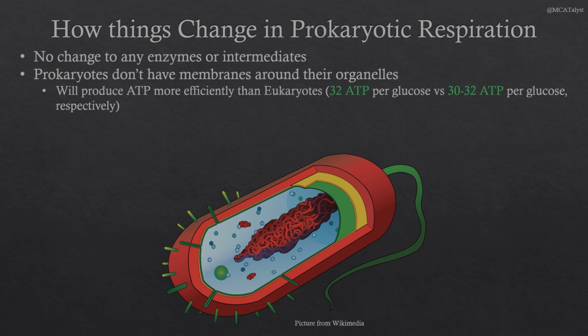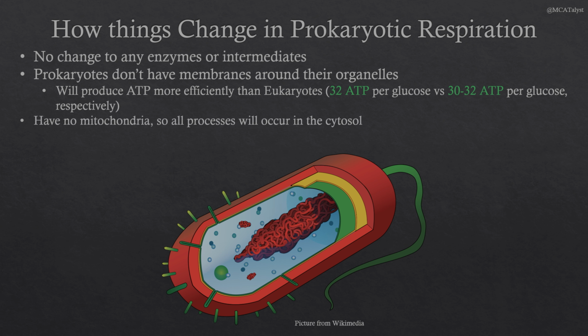They're going to be able to produce a full 32 ATP per glucose, whereas eukaryotes are only going to be able to produce 30 to 32 ATP per glucose. So they're slightly more efficient because they don't have membranes that they're having to ship pyruvate or NADH over, just as an example.